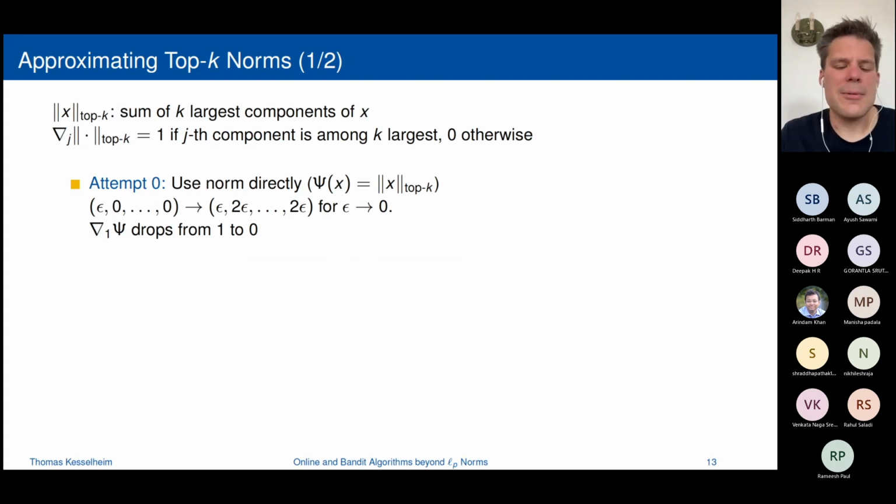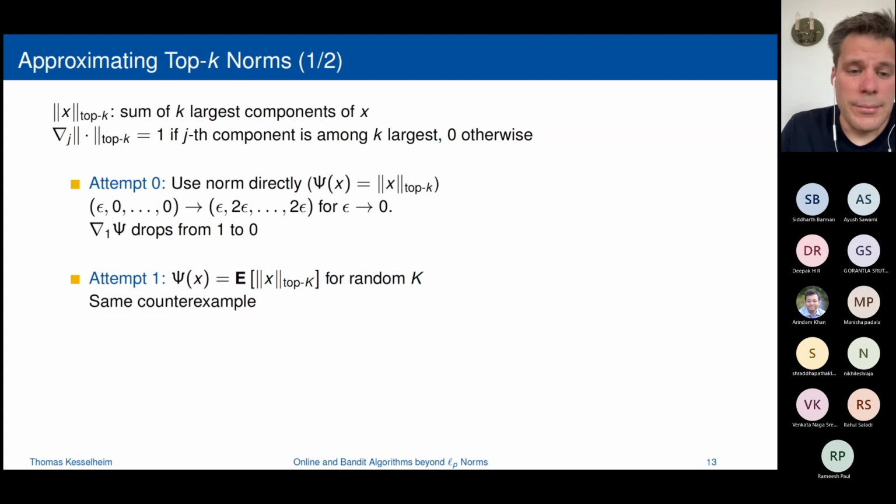Well, the first thing that you might do is use the norm directly. And then you see, okay, this is exactly what we had at the very beginning of the talk. Namely, if you take the gradient at epsilon and then 0, then the first partial derivative is 1, whereas if you increase every coordinate except for the first one by 2 epsilon, then the first partial derivative drops from 1 to 0, and this is exactly what you don't want to have for gradient stability. Something else you could do is take the top K norm for a random K. So let capital K be some random variable, then you might say your approximation is the expectation of the top capital K norm. But that still won't work because of the exact same counterexample.